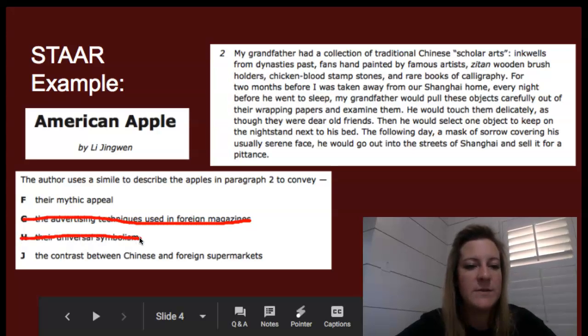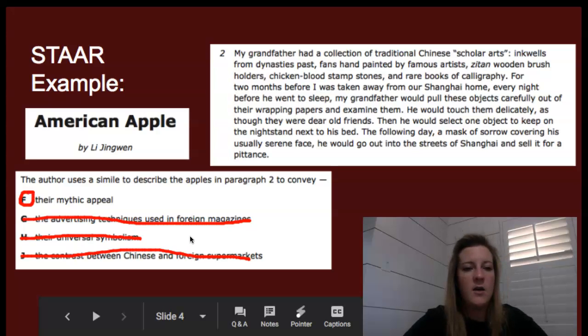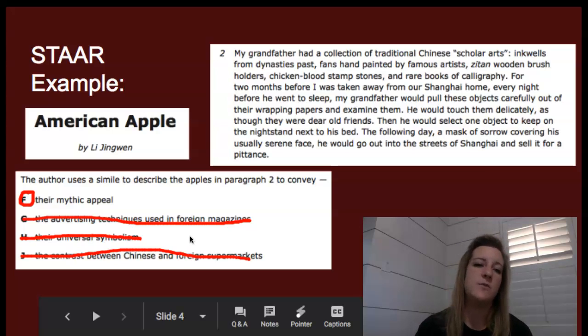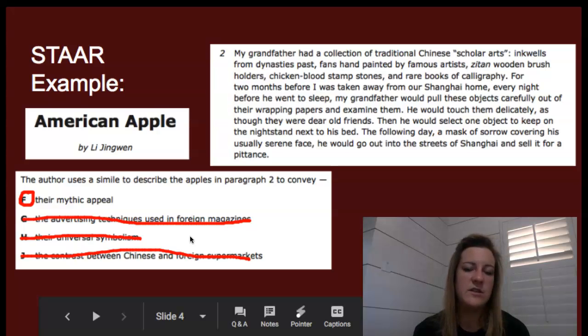J, the contrast between Chinese and foreign supermarkets. There is no mention of foreign supermarkets, so J is not it. And so the correct answer is F. The key here is making sure you read all the words and use all the words in the answer choices, not just paying attention to one or two. And also use process of elimination, going through each answer choice and double checking with the text and making sure that it is proven or not proven.